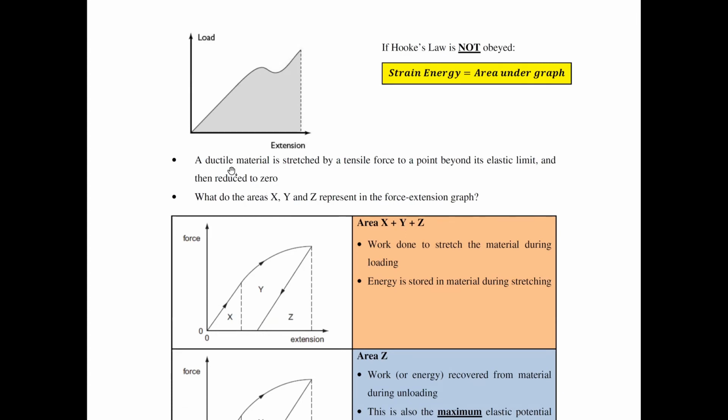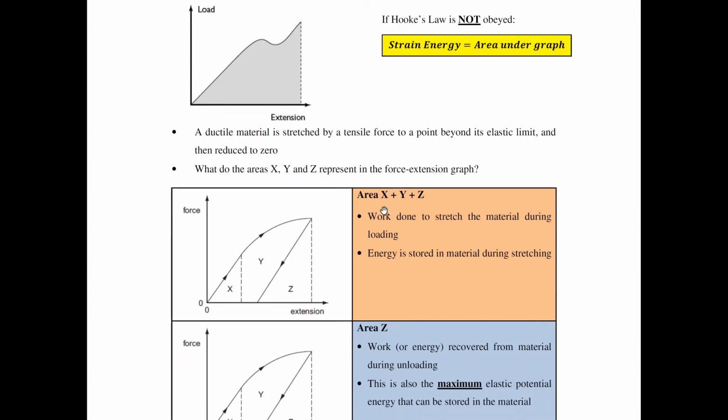If you have a ductile material that is stretched by a tensile force to a point beyond its elastic limit and then reduced to zero, what do the areas X, Y, Z represent in the force extension graph? So let me just highlight to you. This is the force extension graph of a ductile wire where you apply a tensile force. You stretch it beyond its elastic limit before removing the force. All right, what do areas X, Y, and Z represent?